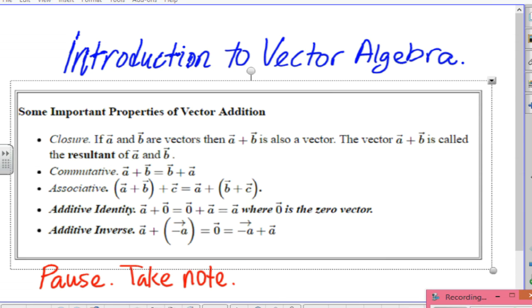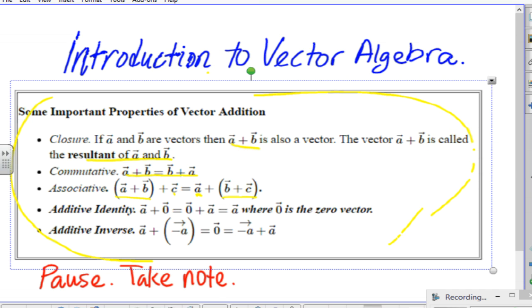Here are some of the properties that you should know about vectors. That is vector addition. When you add two vectors together, you will always get a vector, and they are commutative, so the order does not matter. A plus B is the same as B plus A, and the grouping does not matter. So A plus B first, plus C, is the same as B plus C first, then A. So the grouping doesn't matter, that's associative.